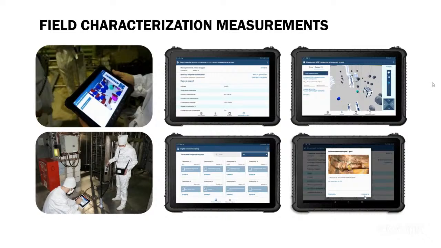In these tablets, they can see the task they have. They see what points they should go to, and what kind of measurements they should do, whether it's dose rate measurements, alpha beta counting, or swipe sampling. All the information obtained from measurements is inputted in these tablets and then goes directly to the BIM model for subsequent collection and processing.